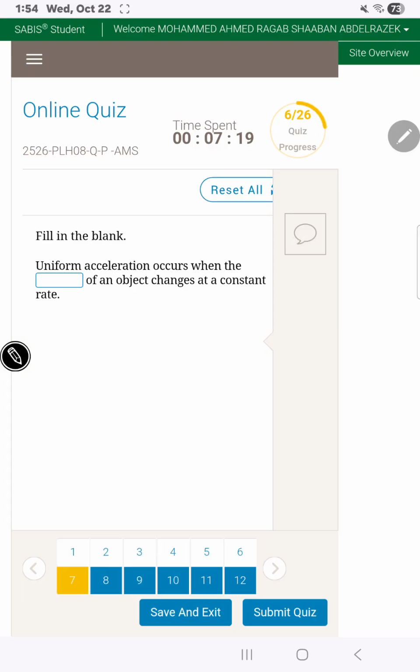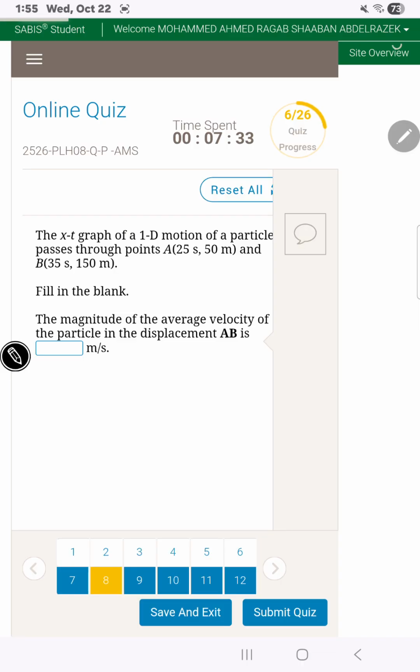Number 7. Uniform acceleration occurs when the blank of an object changes at a constant rate. So here you have to write velocity. Number 8. The x-t graph of a one-dimensional motion of a particle passes through the points (25, 50) and (35, 150). Fill in the blank. The magnitude of the average velocity of the particle in the displacement AB is what? So here we have to find velocity.